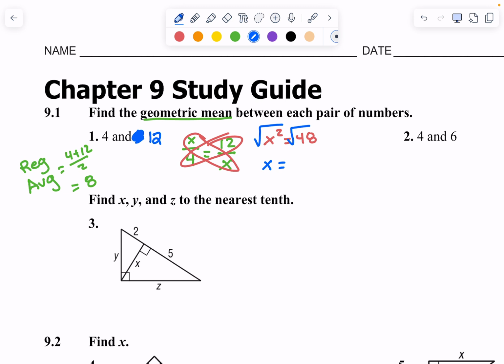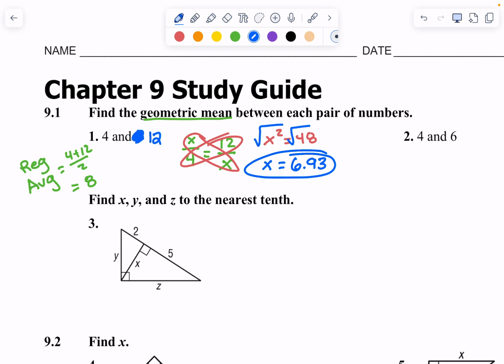Somebody give me the square root of 48. It's like 6.93. That is the geometric mean. The regular mean would be 8. The geometric mean is 6.93. They are different. So make sure that you know how to do that and you are writing that stuff down. Those should be free points. It's not a hard process, right?